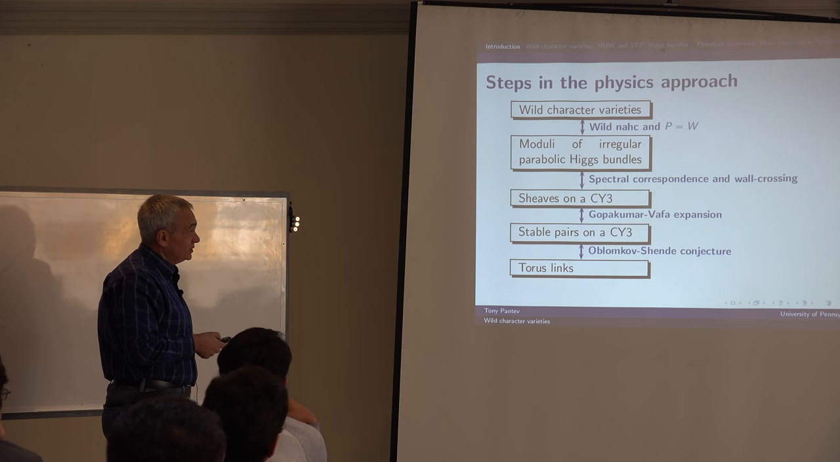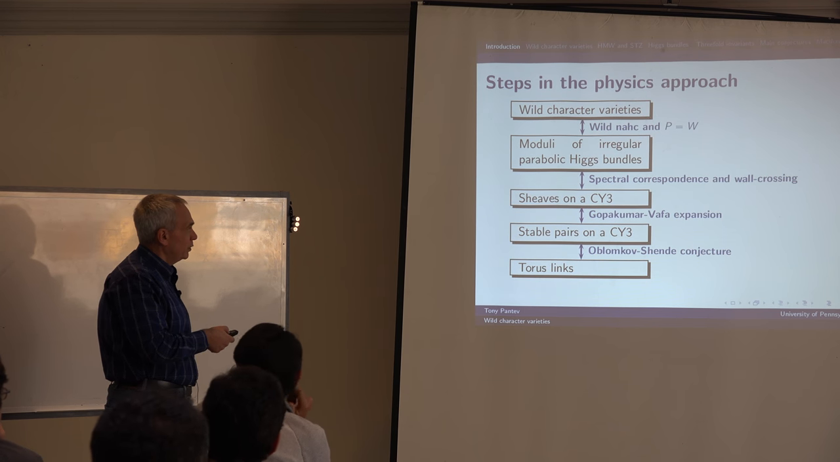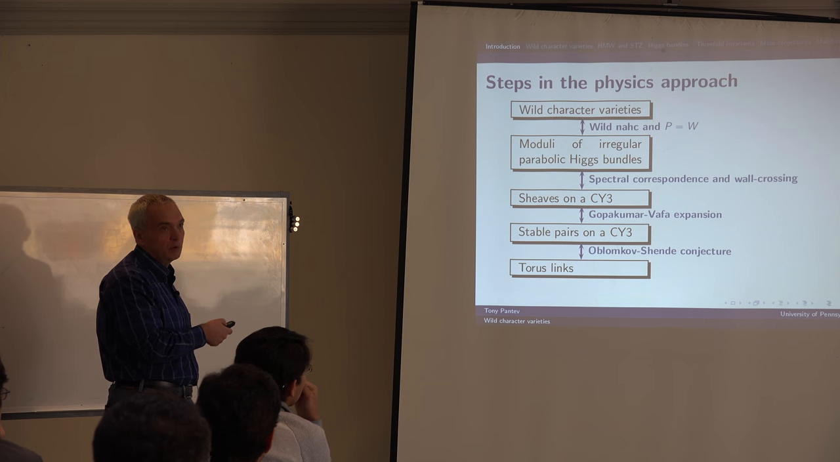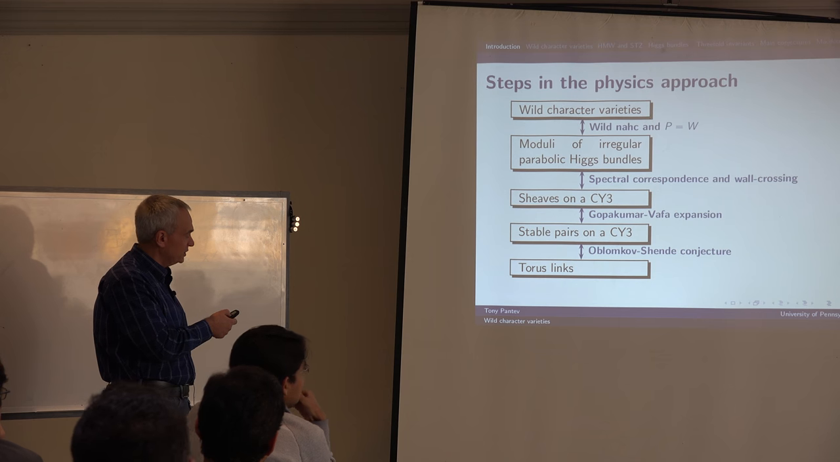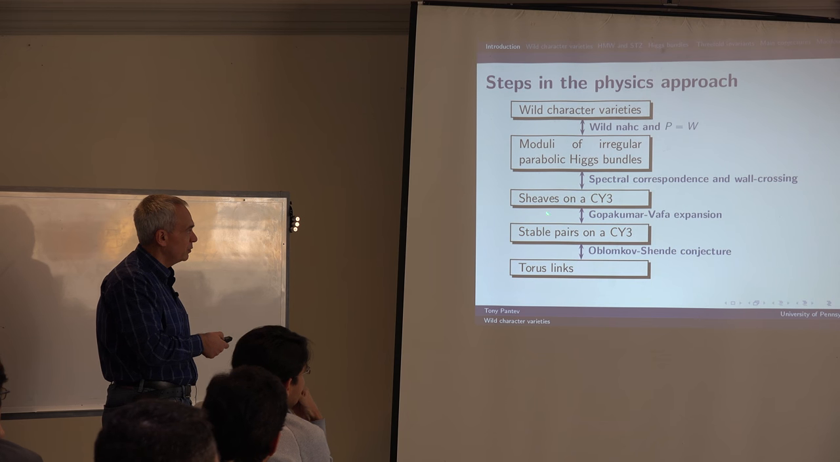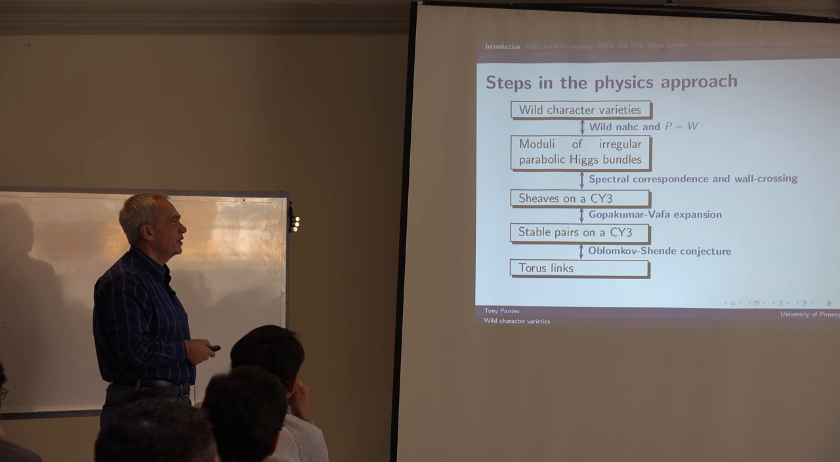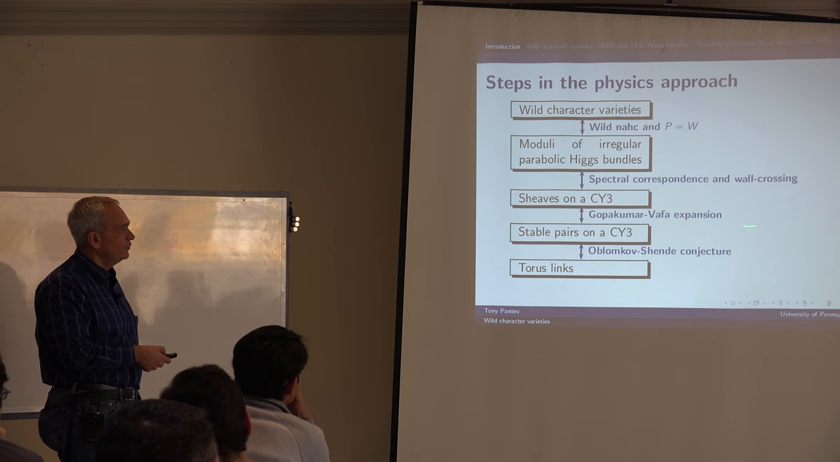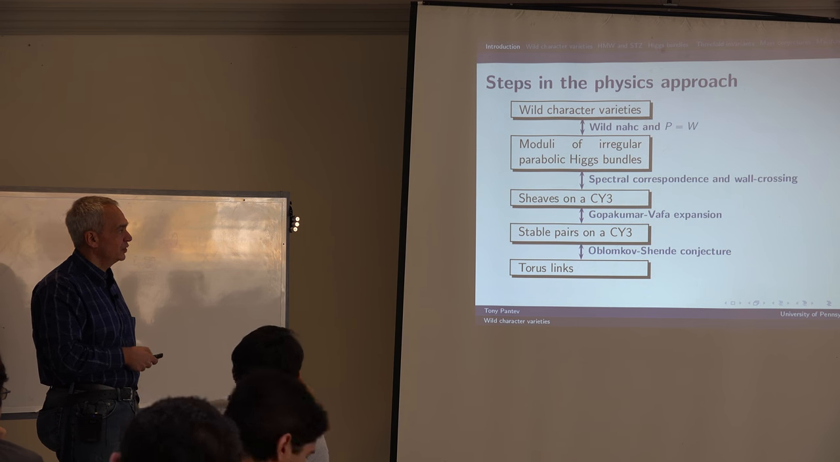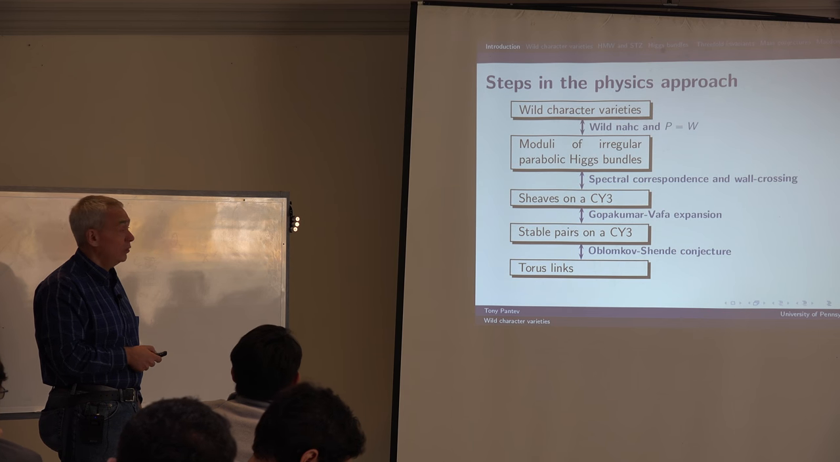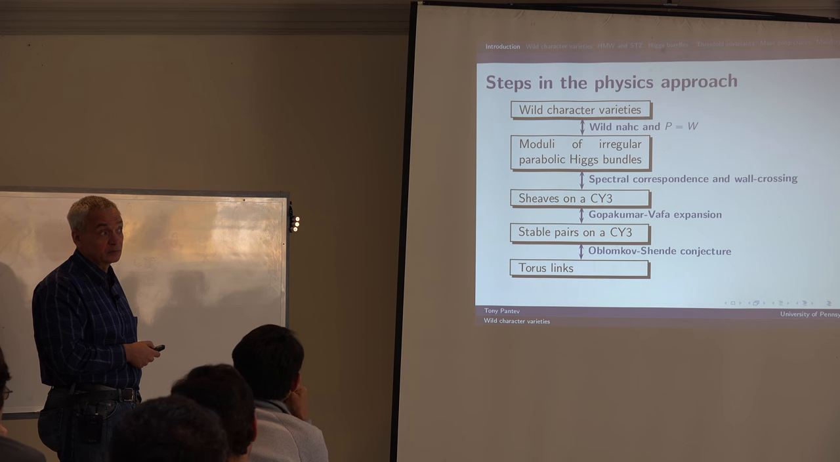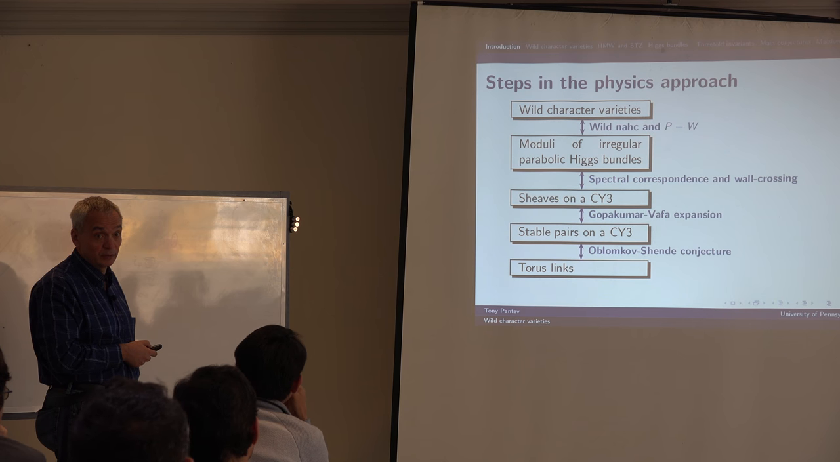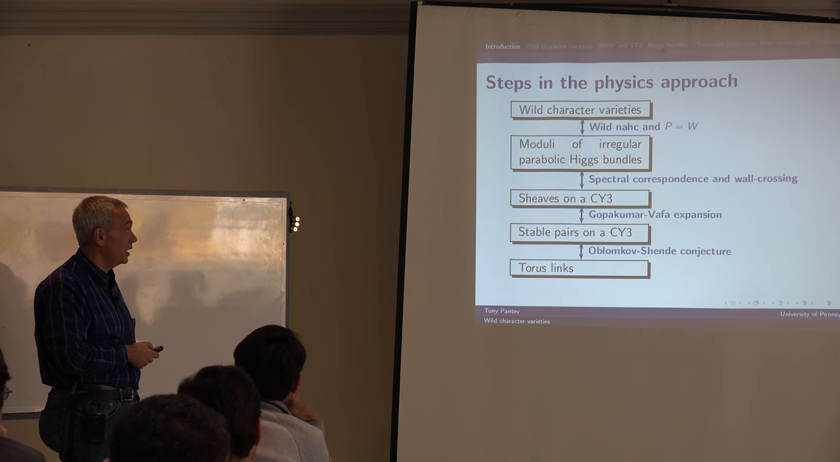The next one is really the main thrust of our work. This is what our paper is about: understanding how the spectral correspondence and the wall crossing formulas convert this moduli problem for irregular parabolic Higgs bundles to a moduli problem for sheaves on a Calabi-Yau threefold, or stable pairs on a Calabi-Yau threefold. For the stable pairs theory, you need something that came from physics, which is called the Gopakumar-Vafa expansion, which, at the time we were writing the paper, was still a conjectural procedure, but now it's actually a theorem of Davison and Schuman.